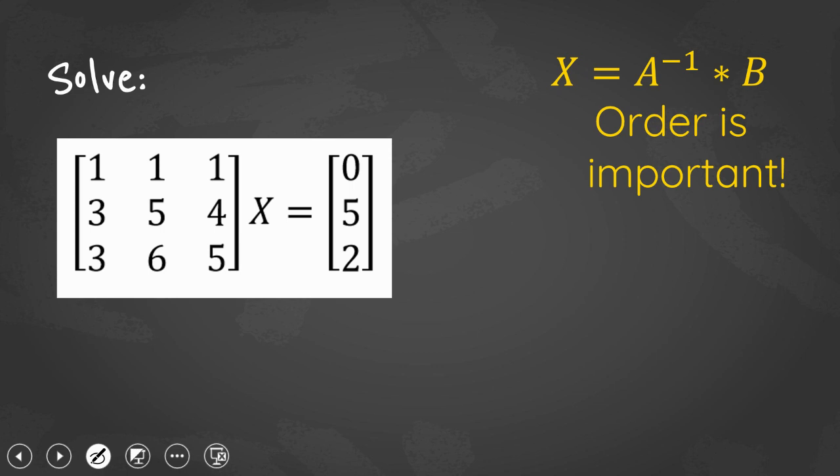Now here's another one. This one is a little interesting. We've got a 3 by 3, and we're going to solve for x, and get a 3 by 1. So again, the order is very important. Make sure that your first one is A, your second one is B. Go ahead and enter this and see what you get.